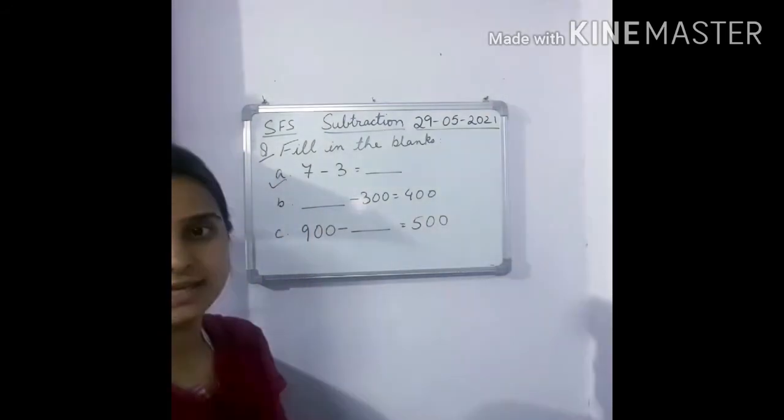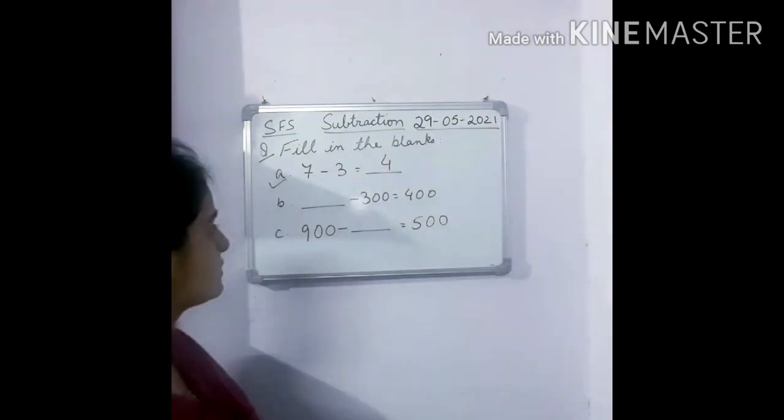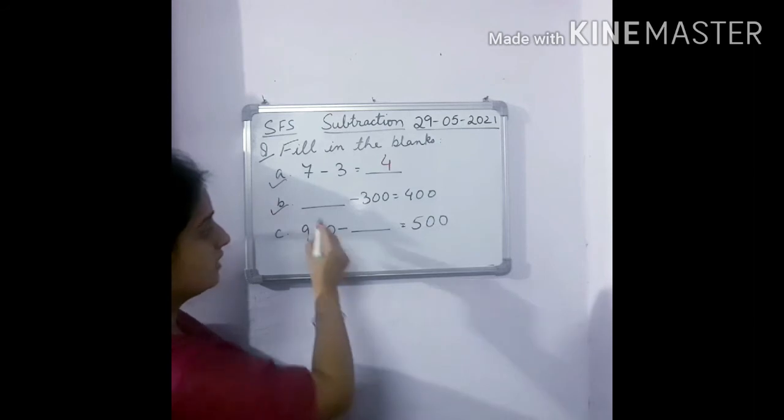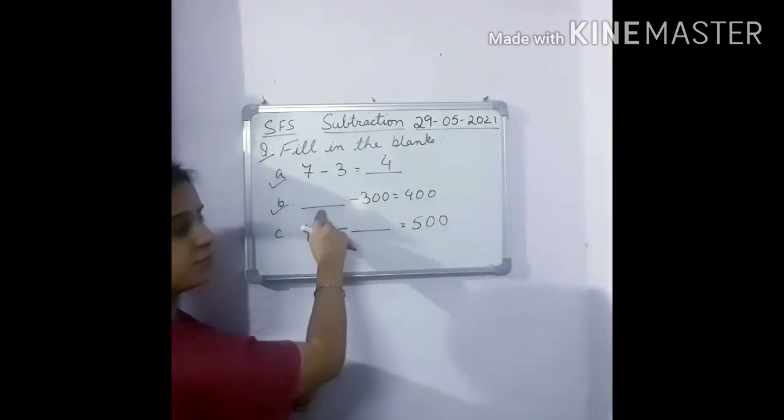So it's very easy, right? 7 minus 3, you all know what it is. 4, right? So this is very easy. Next, B. You don't know the bigger number. You know, children, we always subtract from the bigger number.